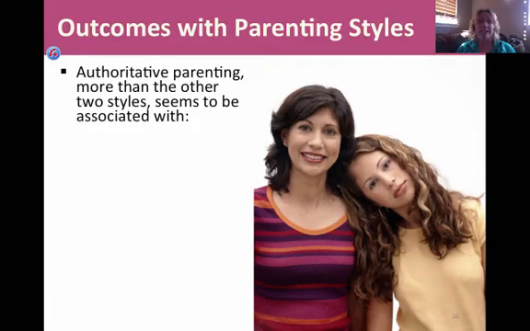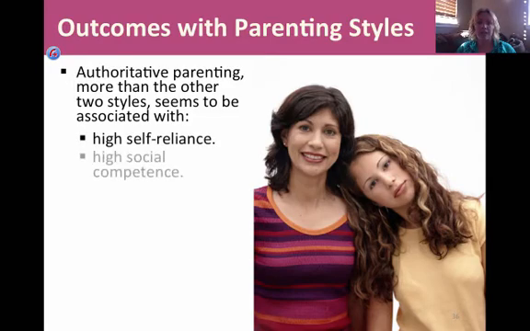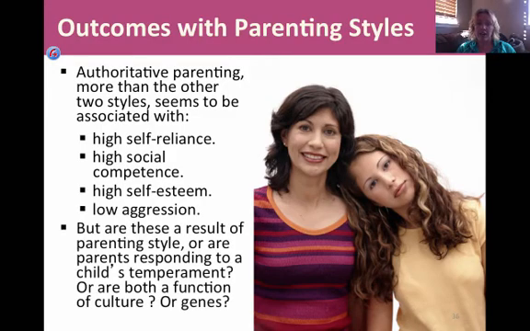Now, outcomes of parenting styles. We do know that authoritative parenting, more than the other two styles, seems to be associated with high self-reliance, high social competence, high self-esteem, and low aggression. Okay, but are these a result of parenting styles, or are the parents responding to the child's temperament, or are they both a function of culture or genes? Again, this is some stuff we're going to be working on in class.